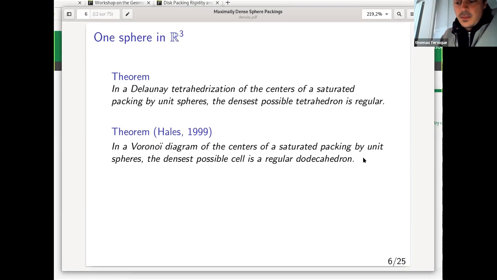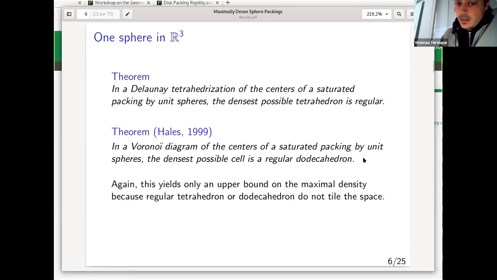But again, the problem remains, because the regular dodecahedron is like the regular tetrahedron. They do not tile the space, so you cannot achieve this density. Of course you recognize the Kepler conjecture. It's a bound on the Kepler conjecture, but you know that the best packing in the conjecture by Kepler, if you look at the Voronoi cells, they are dodecahedra, but they are not regular. It's a rhombic dodecahedron, okay?